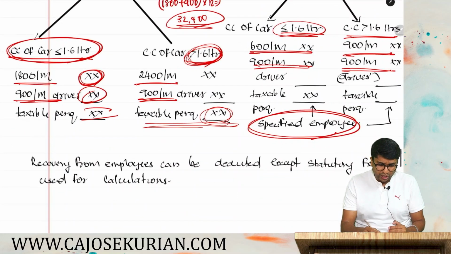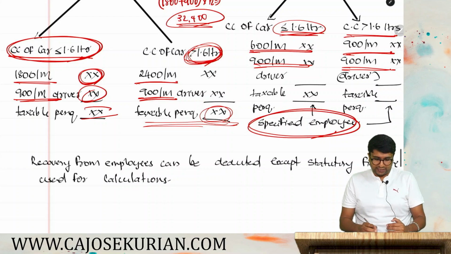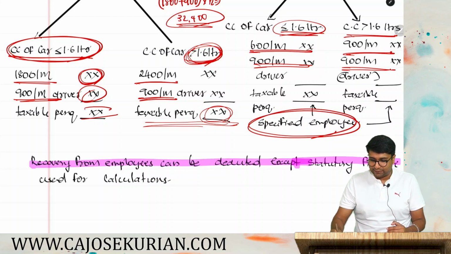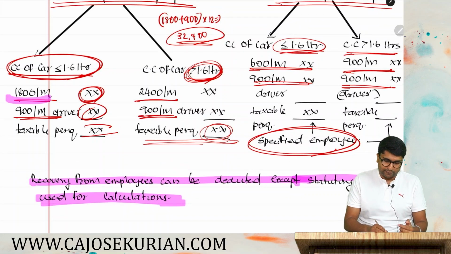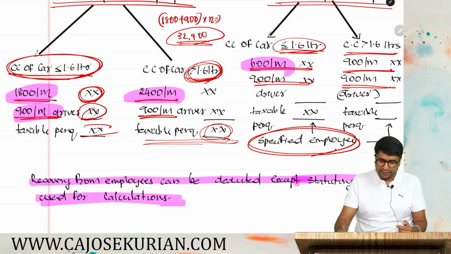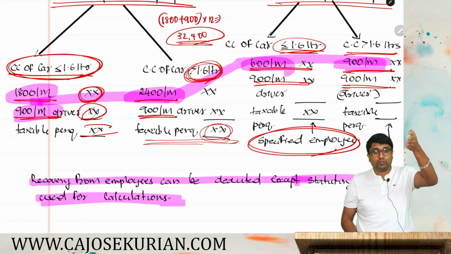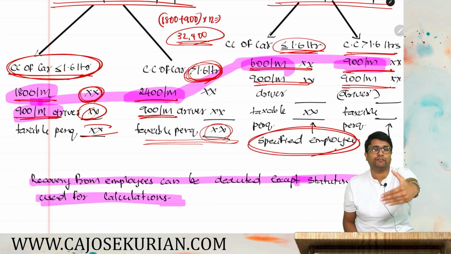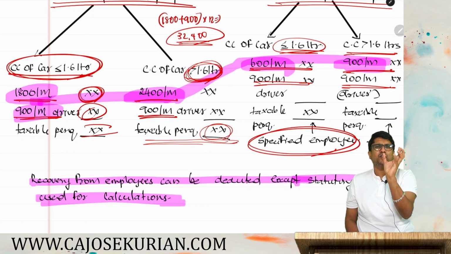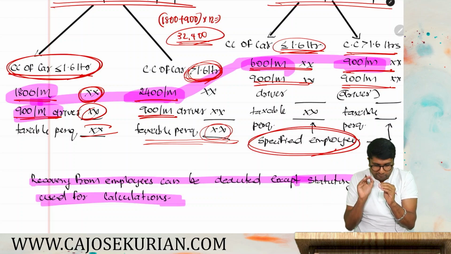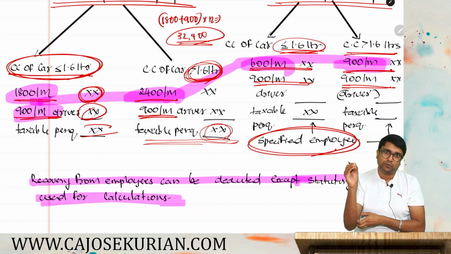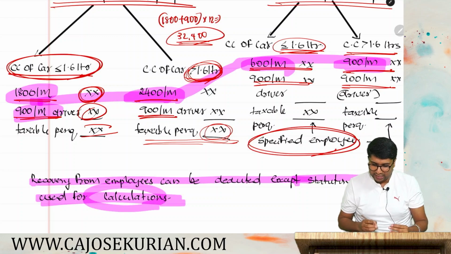Now, what to do with the recoveries? Recovery from the employee can be deducted except where statutory figures are used. Wherever we are using those statutory figures, that means 1800, 900, 2400, 600, 900, you are not supposed to deduct the actual recoveries from these statutory figures, because out of all, we are only taxing a small portion. From that again, you are not supposed to deduct the recoveries from the employee. So wherever we are using the statutory figures, recoveries from the employees are not deductible.